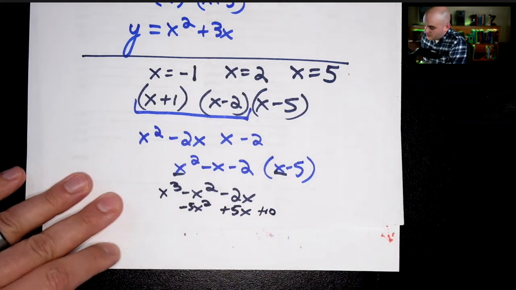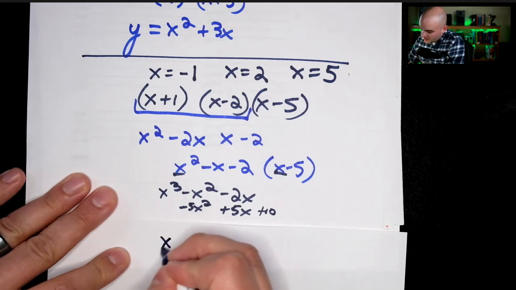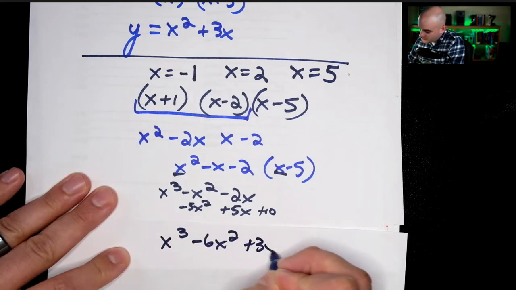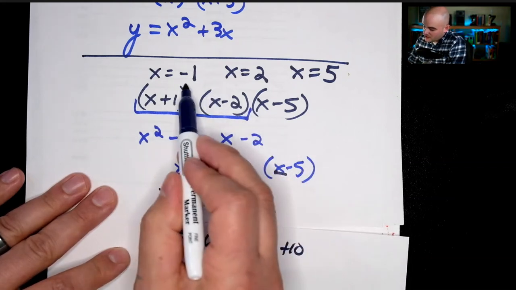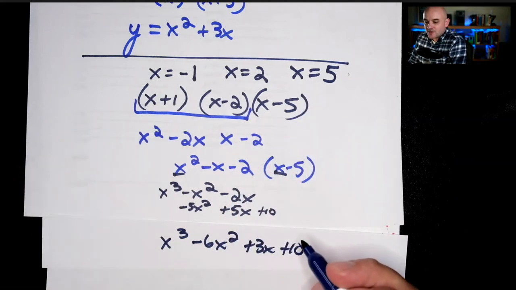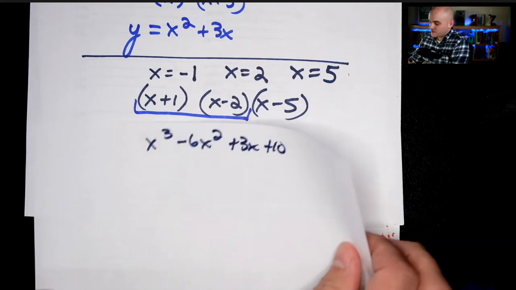So adding the two functions up, I get x cubed minus 6x squared plus 3x plus 10. So this polynomial function right here has these three zeros, okay? So that's what we're dealing with. And now this one you might be able to factor easily. Let's try doing this.